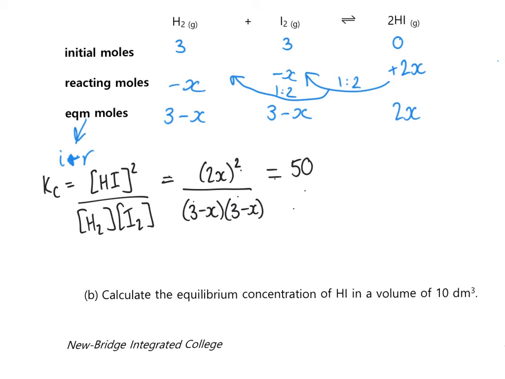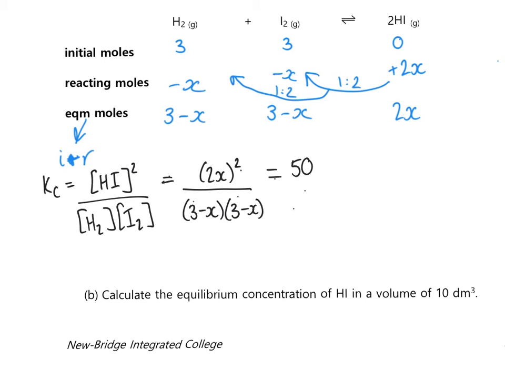It gives you in the question that Kc is equal to 50. So what are we trying to find out? We're trying to find what x is, so we can find out the equilibrium concentration of our reactants. In this question you will always be given a value for Kc, otherwise you wouldn't be able to do anything with this equation whatsoever.